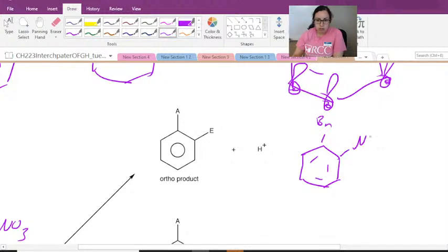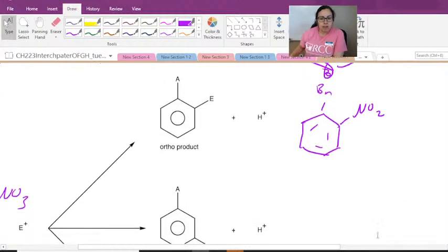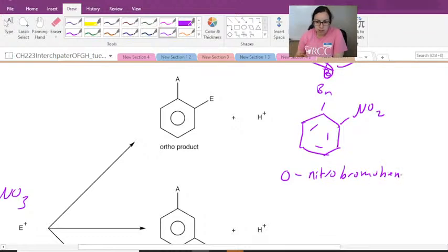And so this would be called ortho-nitrobromobenzene. And that o just indicates the ortho position. So they have to be ortho to each other. Again, your nitro group is right next to your bromo.